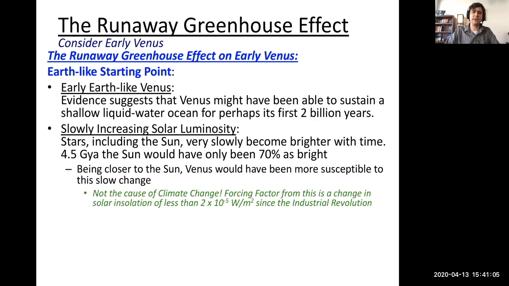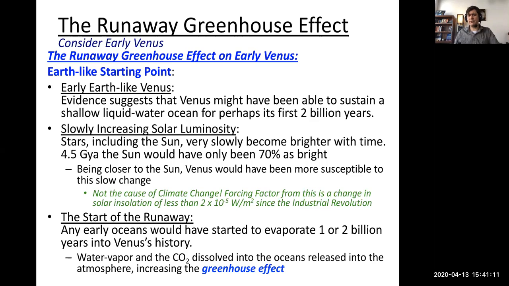But Venus, being closer to the sun, would have been more susceptible to these changes earlier on. And this would have started the runaway greenhouse effect. As the sun brightened, Venus's average surface temperature would have gone up and up. And eventually it would have gotten high enough that the oceans would start to evaporate. And when the oceans evaporate, it puts water vapor, a greenhouse gas, and carbon dioxide into the Venusian atmosphere.